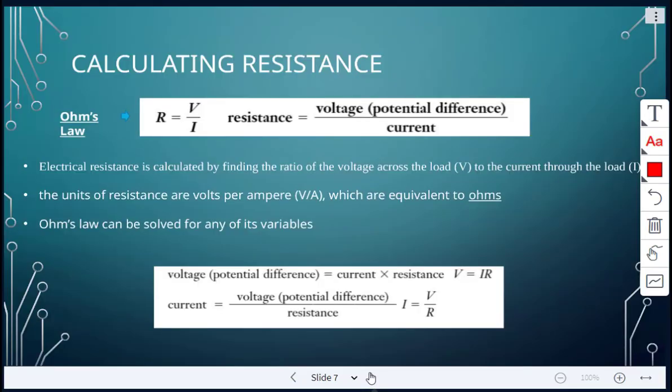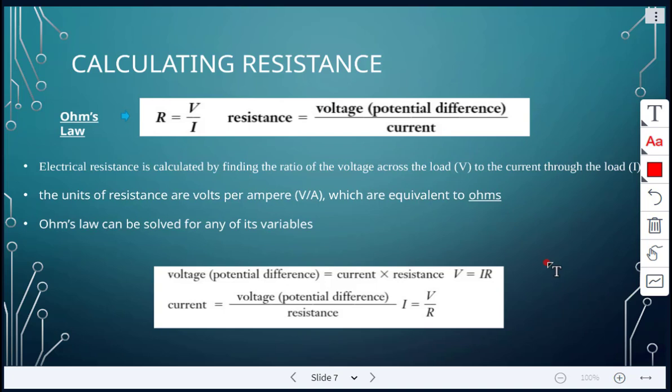So last class we had talked about the symbol I. Symbol I represents current. So this is Ohm's law. I represents current here. V represents voltage, which is also called potential difference, and then R represents resistance. So resistance is equal to voltage, which is potential difference, divided by the current.